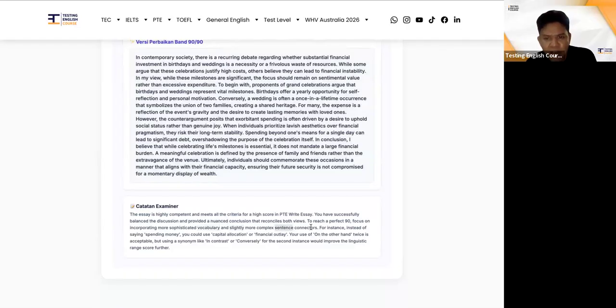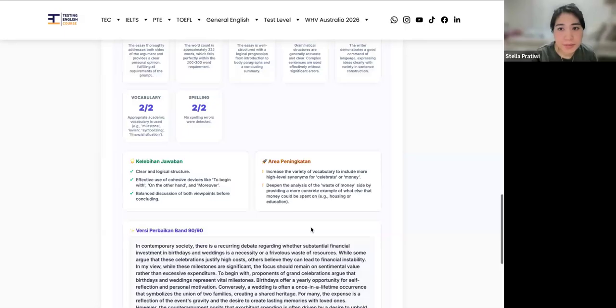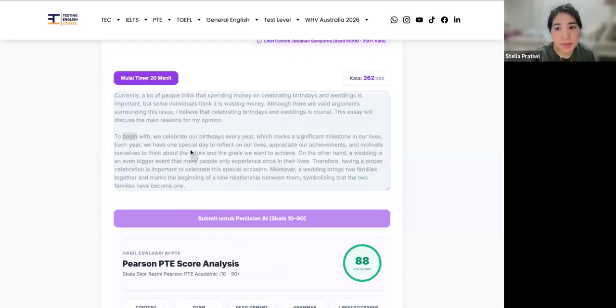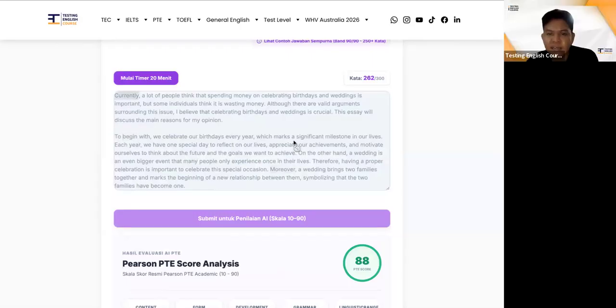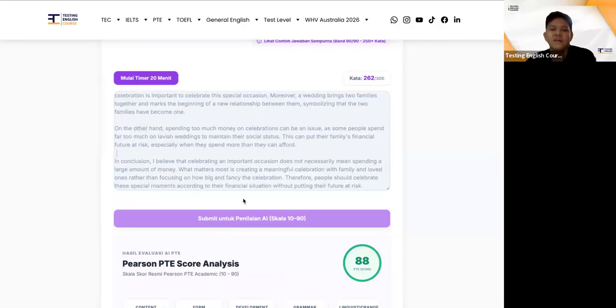Udah banyak kok Miss pakai. Maksudnya saya coba lihat ya, ini sudah banyak pakai loh padahal. For example, moreover, therefore, to begin, currently, on the other hand, in conclusion. Mereka aja yang pelit nih sepertinya.